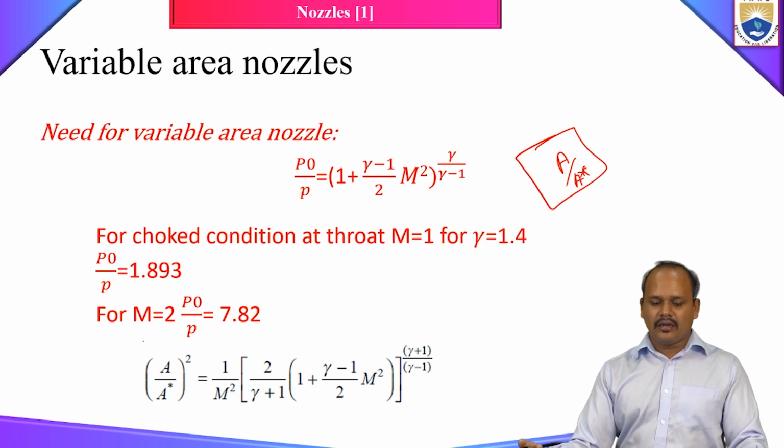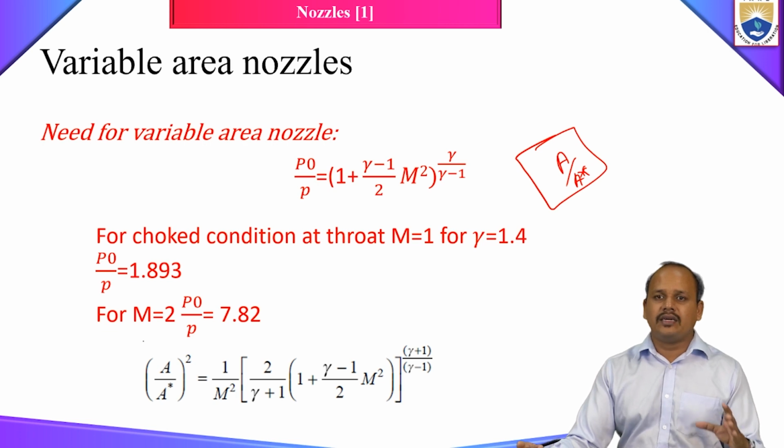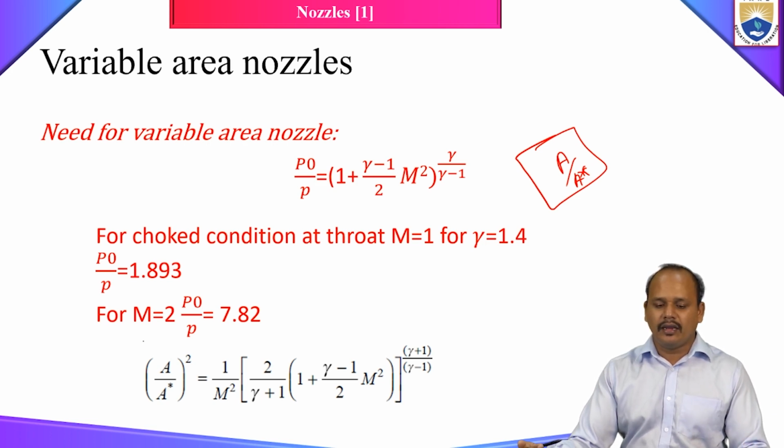Okay, and one more. This is the first requirement for why we need a variable area nozzle: in order to operate your nozzle always at the correctly expanded case so that you can have the maximum thrust generation. That is the first requirement of your variable area nozzle.